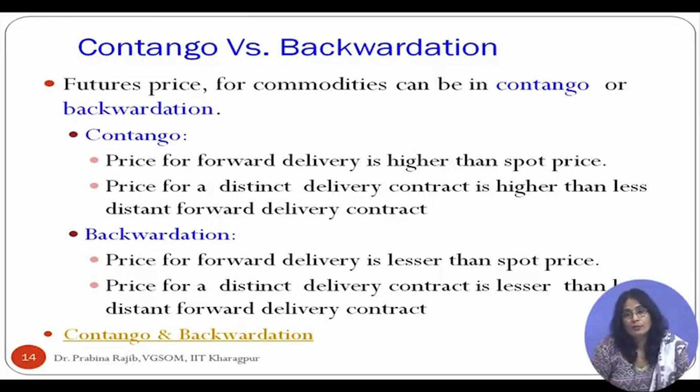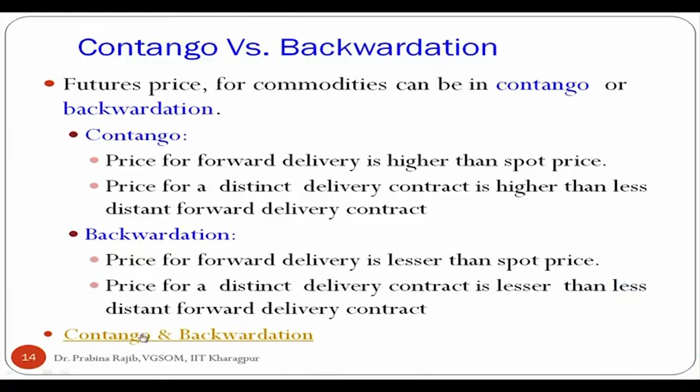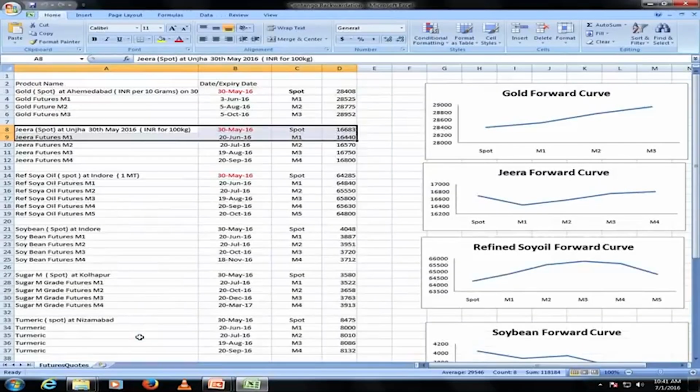And which is a backwardation market? What is a backwardation market? Backwardation market is where M2 is less than M1 and M1 is less than your spot. It may so happen M2 can also be less than spot. So if the degree of backwardation is substantially higher, you may have a longer maturity contract quoting at a price less than the spot price. Now, do contango and backwardation happen in real life? Yes, it happens in real life.